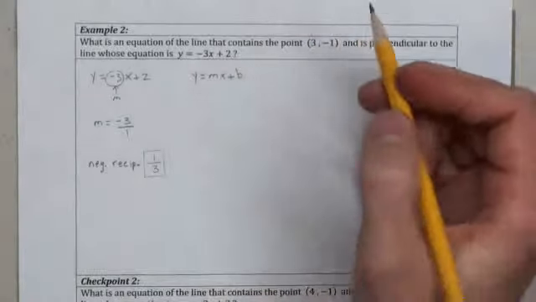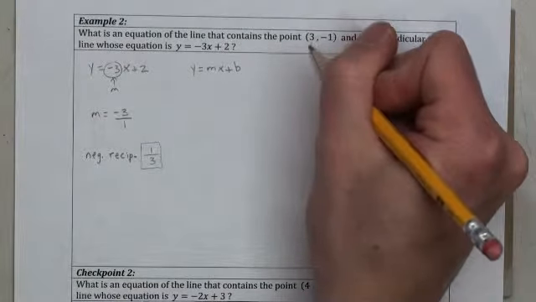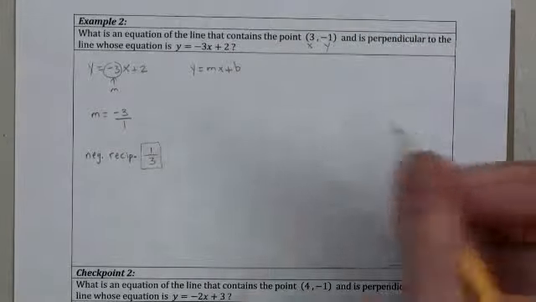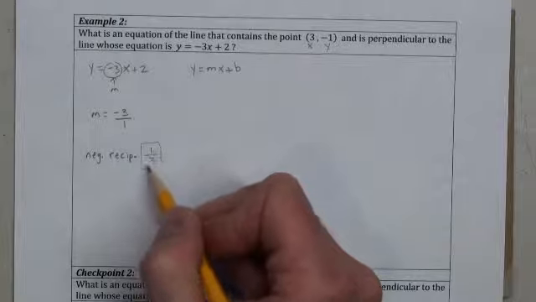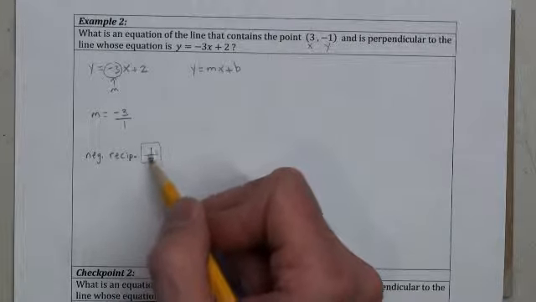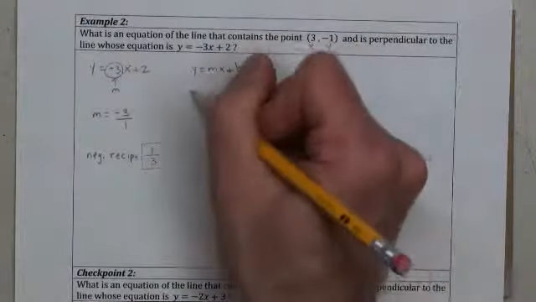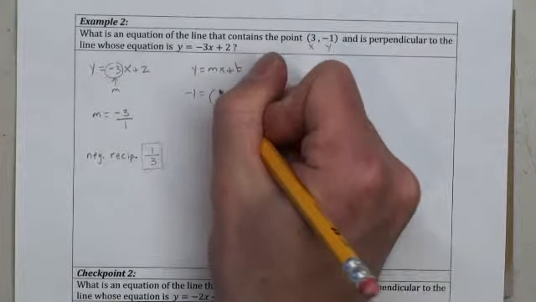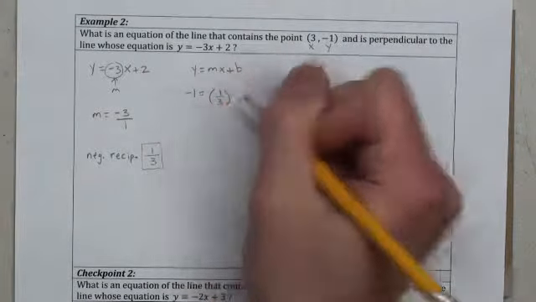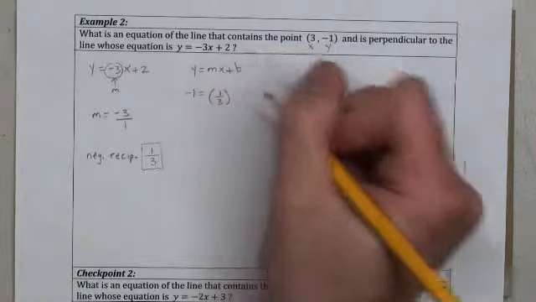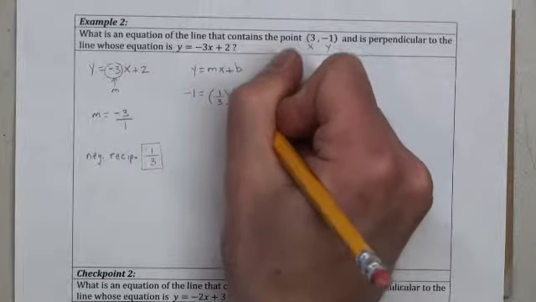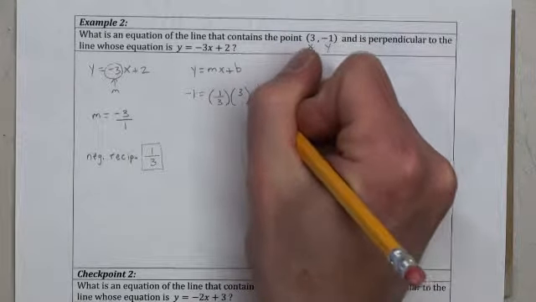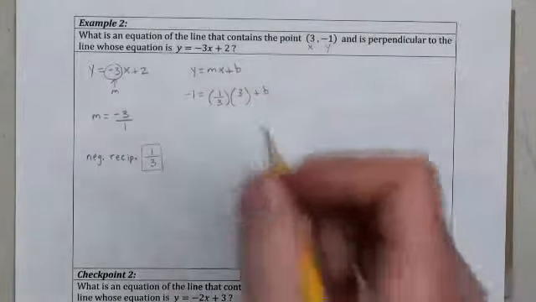Okay? Now remember, the 3 of the point that they gave me is my x, and the negative 1 of the point that they gave me is my y, and this is the m that I'm going to use, the negative reciprocal of the slope that I just found. So I have negative 1 equals, my slope is 1/3, okay, times x, which is 3, plus b, and I'm solving for b.